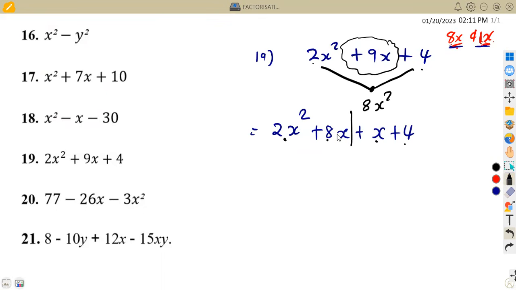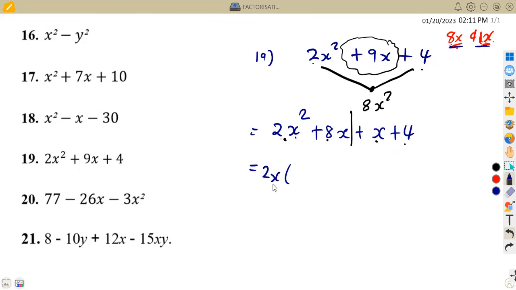Once you have 4 terms, whatever type of expression you are given, as long as it has got 4 terms, you answer it by grouping. Grouping means you group them into 2. You work with the first 2 terms, then the last 2 terms. From the first 2 terms, we can note that 2 is common between 2 and 8, and also x is common, so you can factor out 2x.